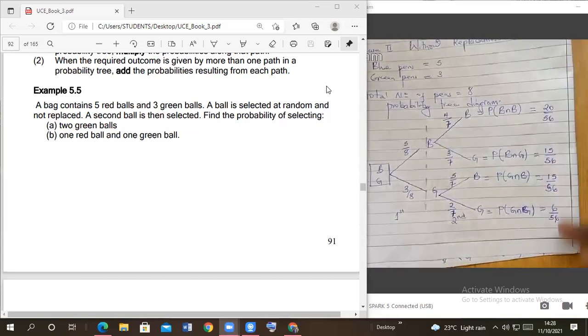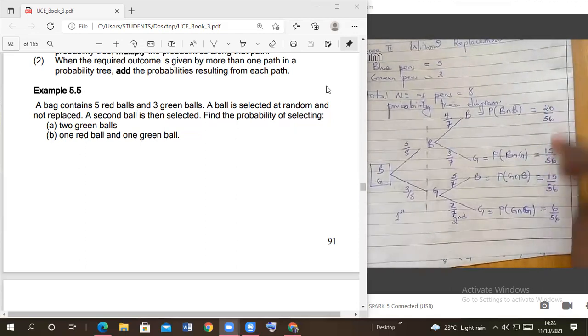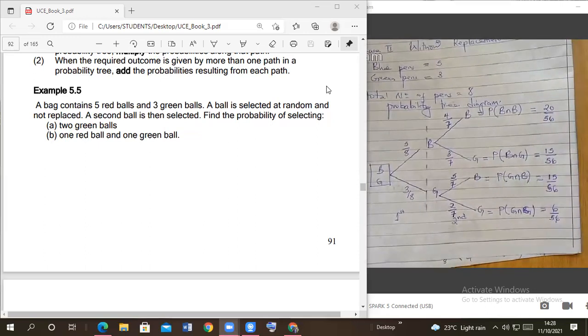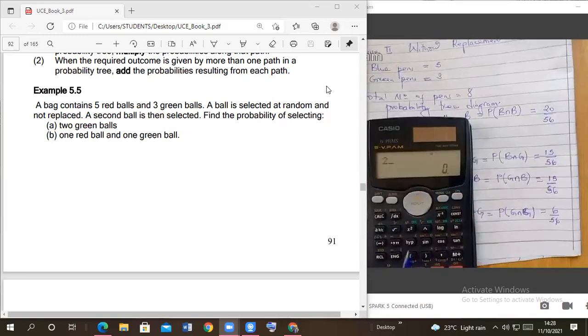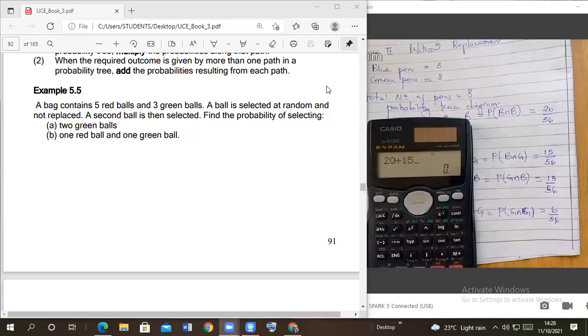Now, can you add these? If you remember, I said if you add all of this, it must give us what? It must give us 1. So can we add? They have the same denominator, 56. Let's just add the numerators. So 20 plus 15 plus 15, then plus 6 is 56, not so? 56 out of 56, that is 1. So we are correct.